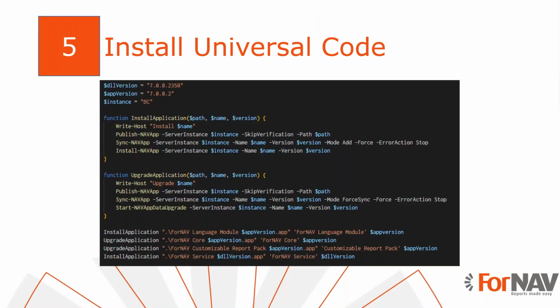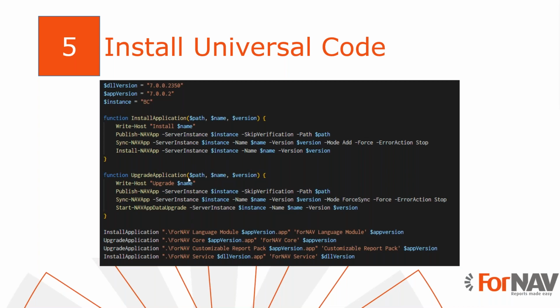And then, of course, we get to the installation of the Universal Code version of ForNAV. To install the Universal Code version of ForNAV, we do that with a PowerShell script. And this is a very simple script. We'll make it available on our GitHub page. It's a very simple script that will either install an application or it will upgrade an application.